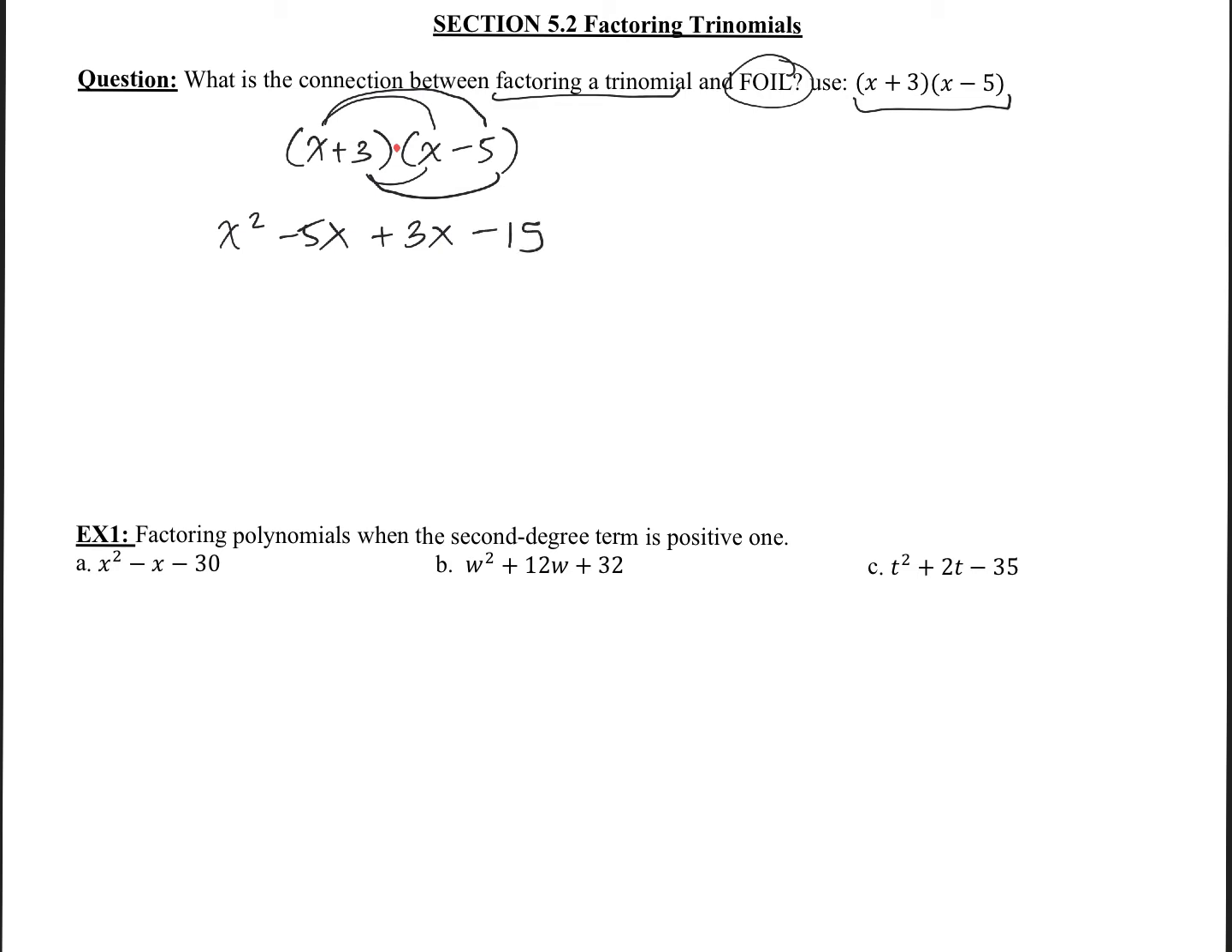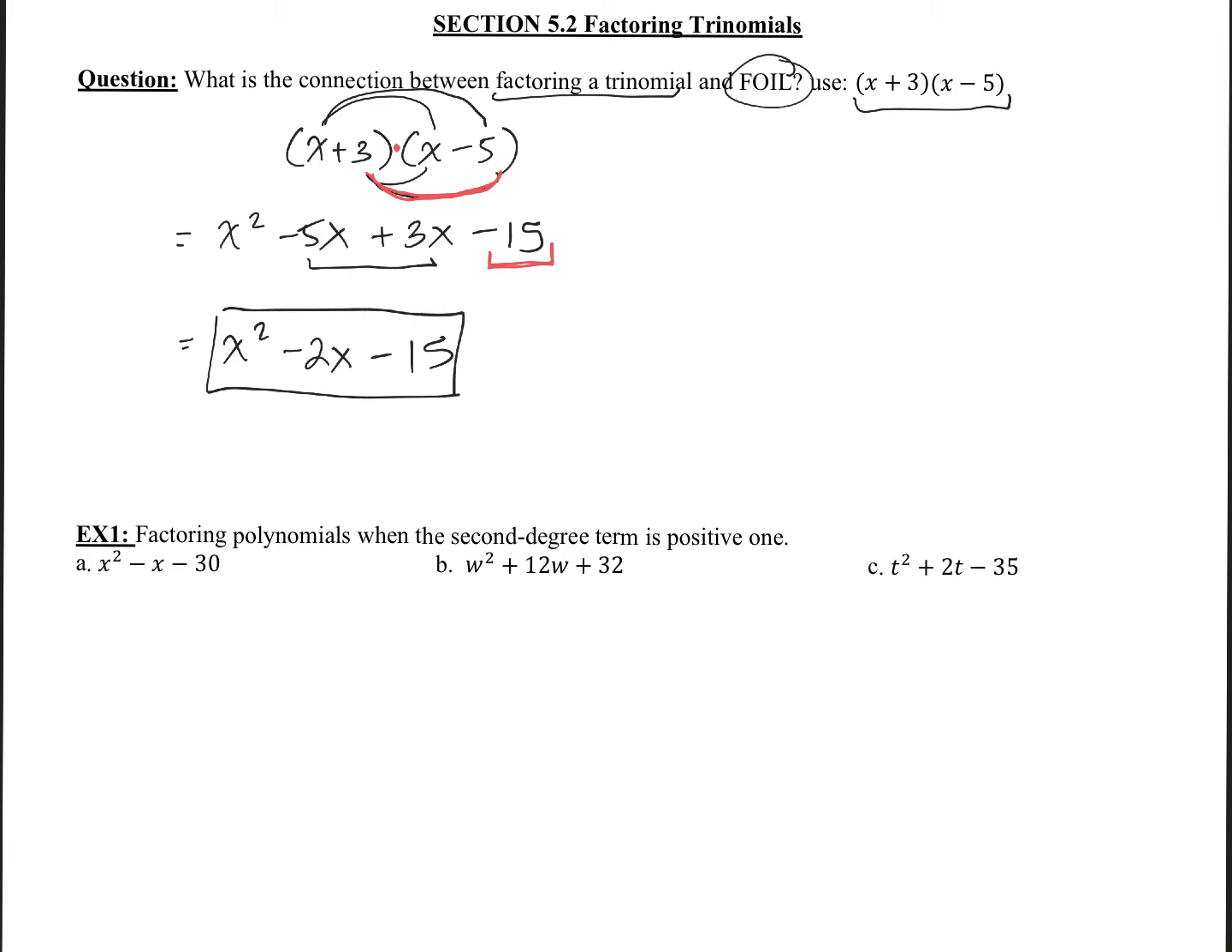Okay, so let's go ahead and color code that. So the last two, the product, or the multiplication, gave me that end. And then what else do we have? Well, we have the 3x and the 5x. Okay, so simplifying this, we'll end up with x squared. We can simplify these two and we'll get negative 2x minus 15. And then we have a trinomial.